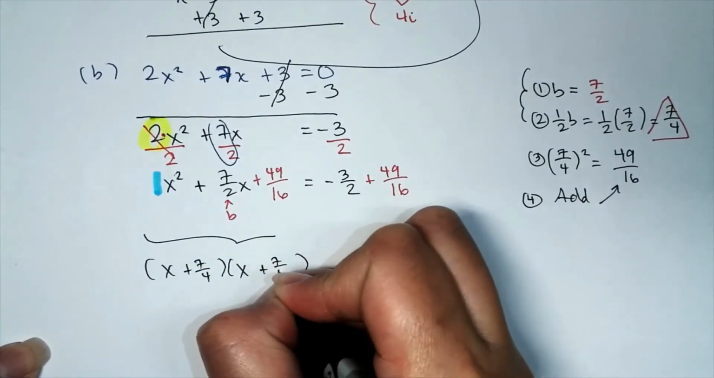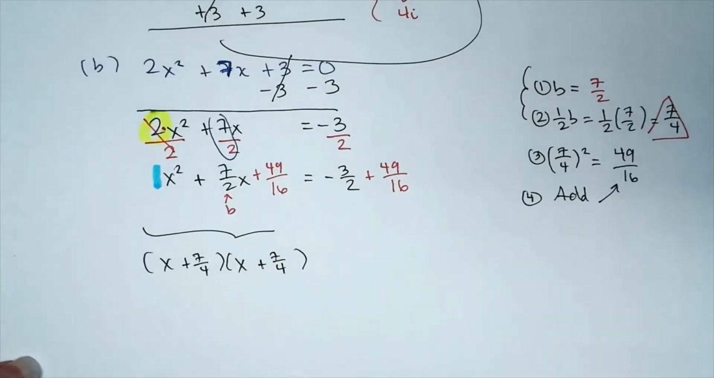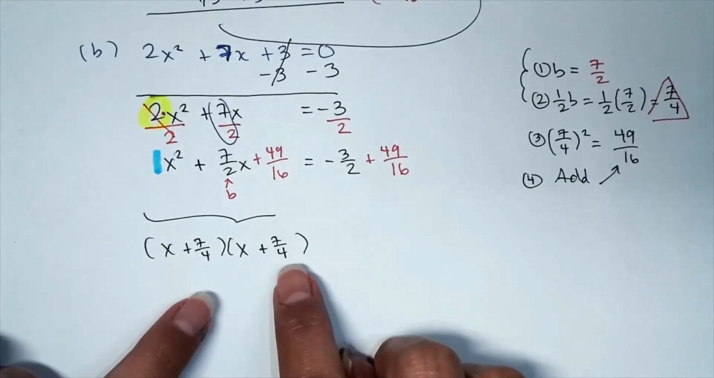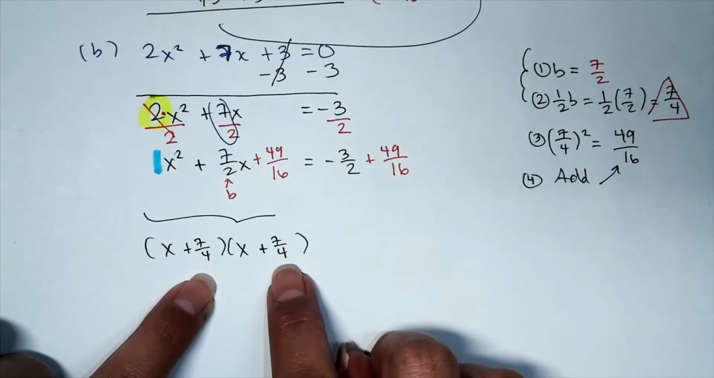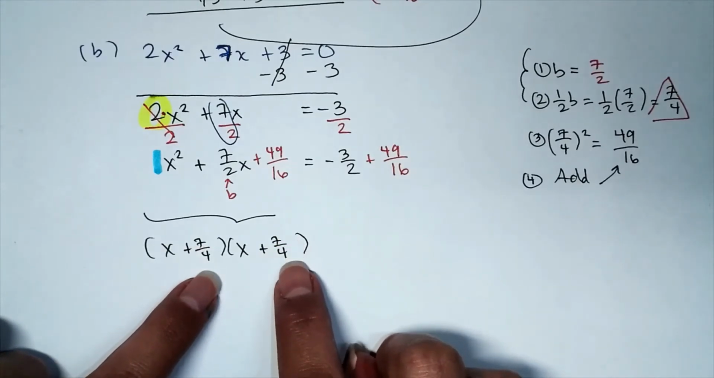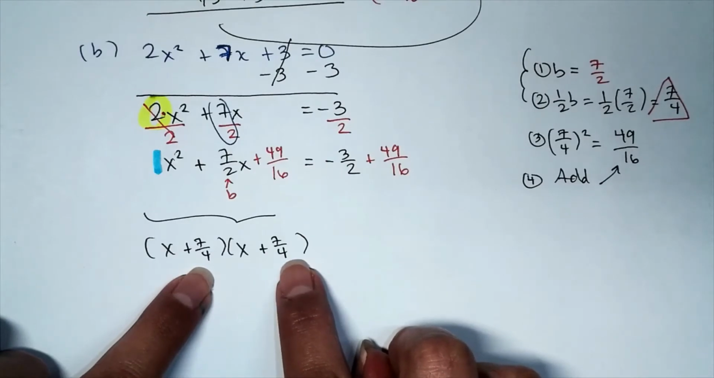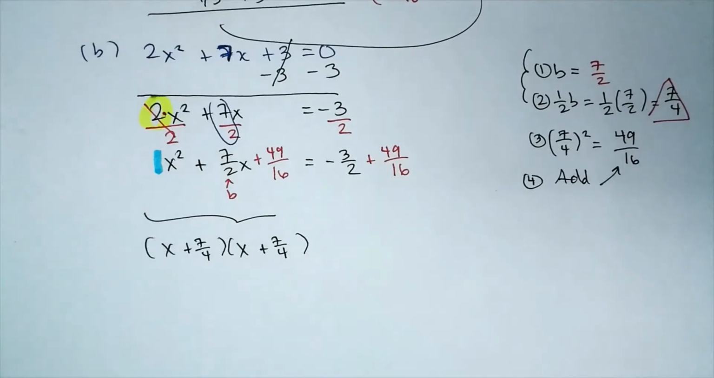But don't take my word for it, although you should, because supposedly you trust me. All right, let's go ahead and check it. Product of 7/4 and 7/4 will give us 49/16. Done. Sum of 7/4 and 7/4 is 14/4. But when we reduce it, that should give us 7/2. Done.